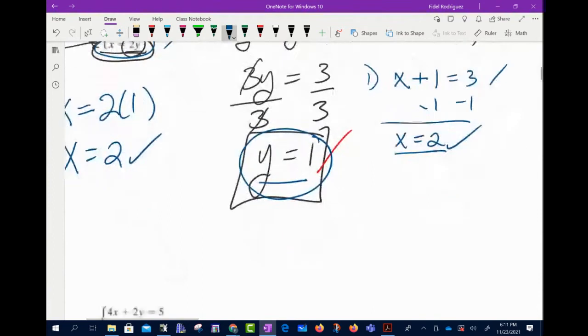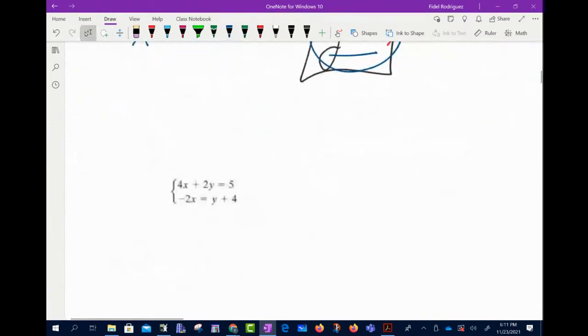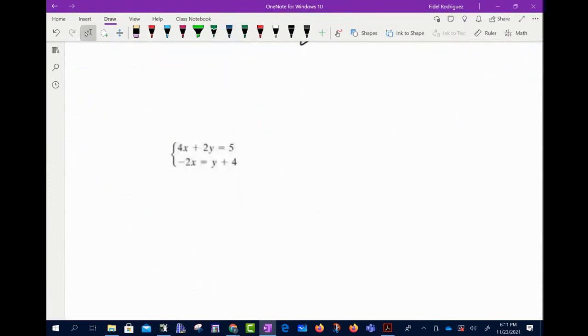So let me go to the next problem. We're going to do the same thing here. So again, the method of substitution says, can I solve one of those equations either for the letter x or the letter y? And which equation would it be easy for me to solve for? So remember what it means to solve for x or y. It means to get the letter by itself.